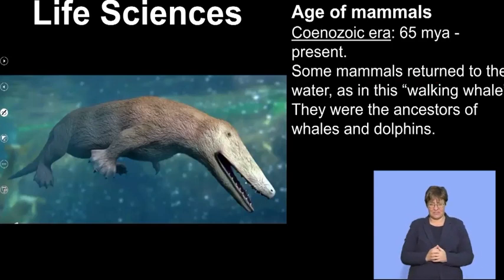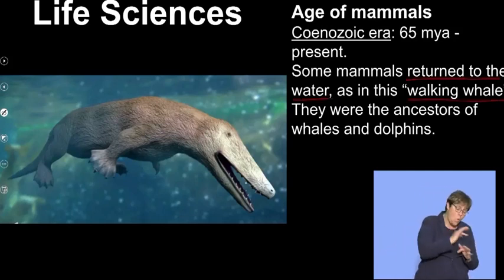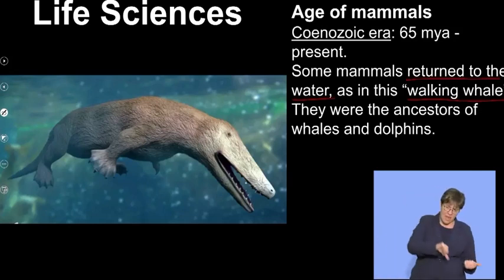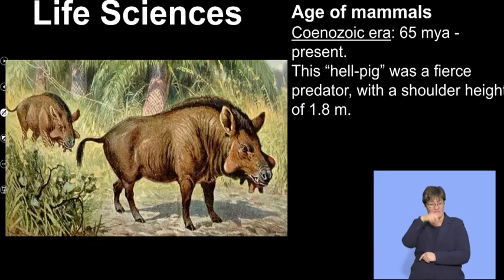In the Cenozoic period, we also find that some mammals return to the water. And this is an example of a fossil which has been found, and they call it the walking whale. And they reckon that animals like this were the ancestors of the whales and dolphins which we find on the earth today.